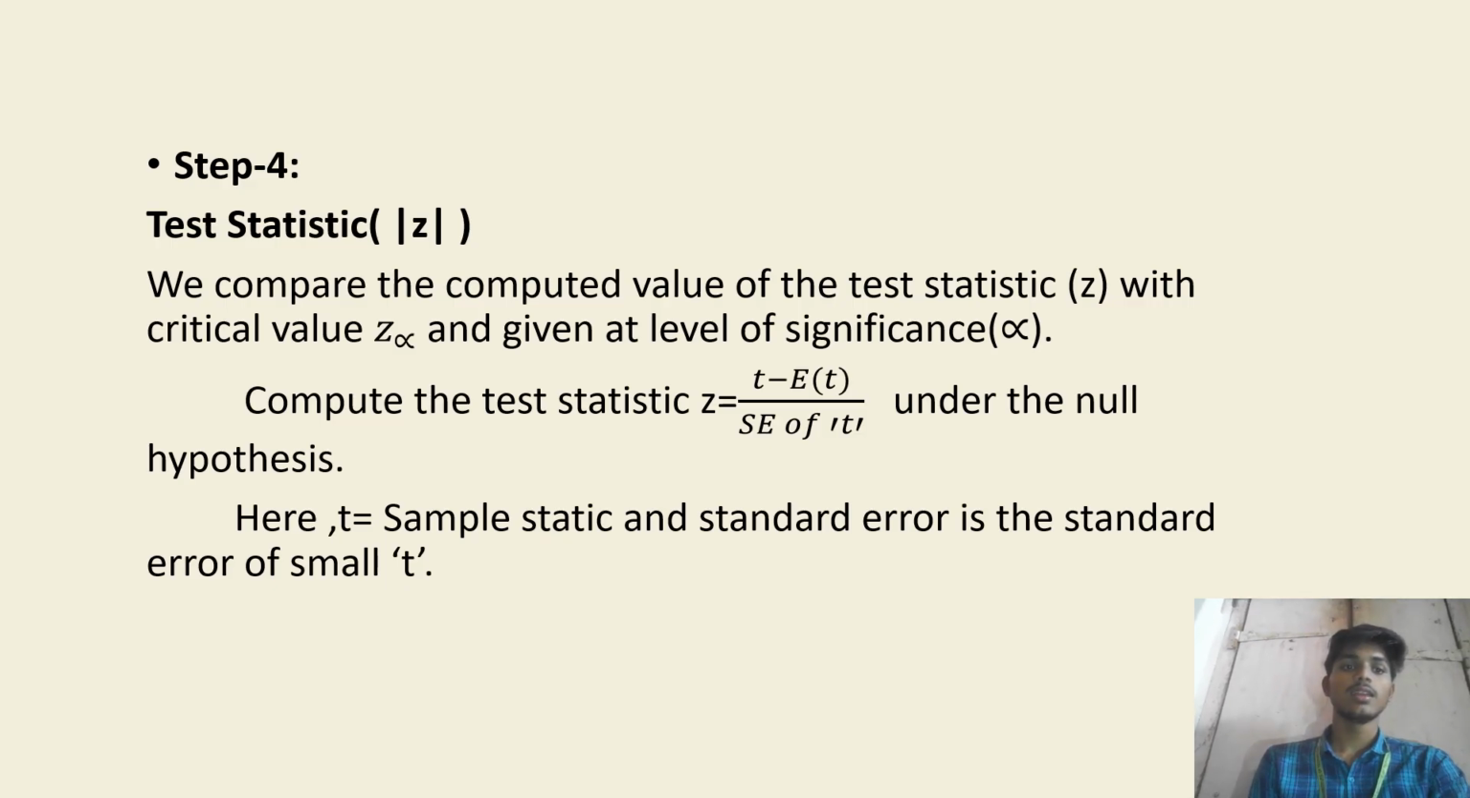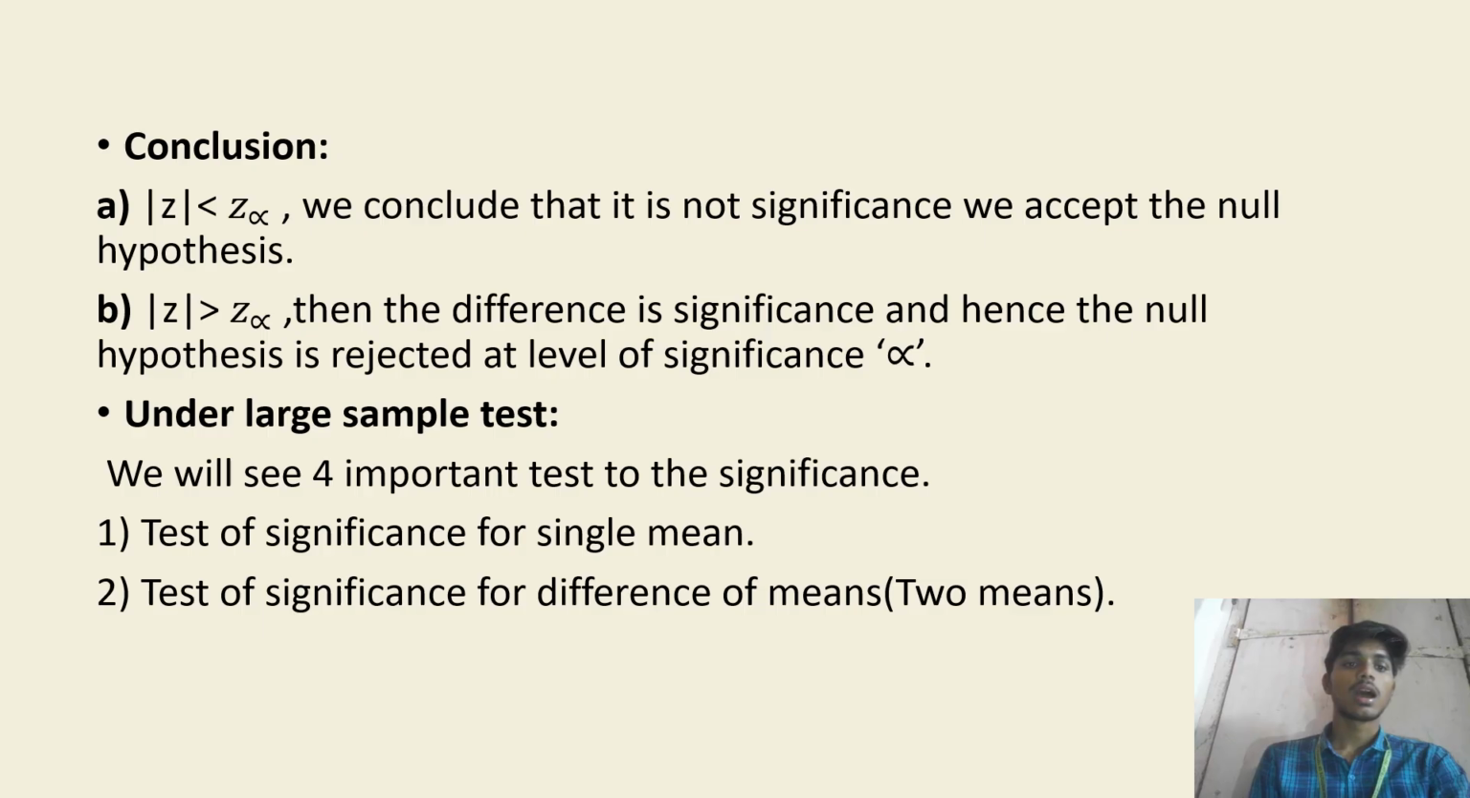Let us go to the next slide. Conclusion. (a) If modulus of Z is less than Z alpha, we conclude that it is not significant. We accept the null hypothesis. (b) If modulus of Z is greater than Z alpha, then the difference is significant and hence the null hypothesis is rejected at level of significance alpha.